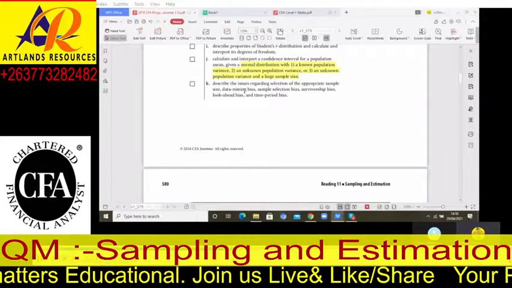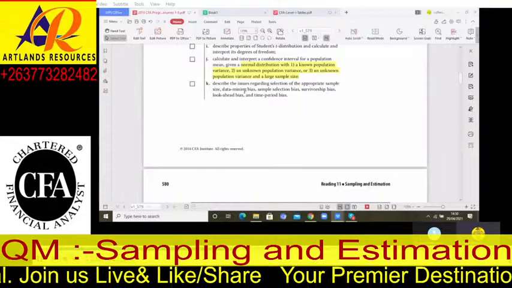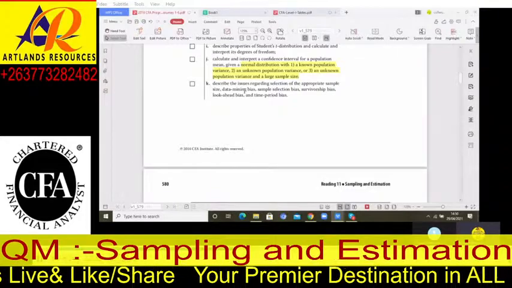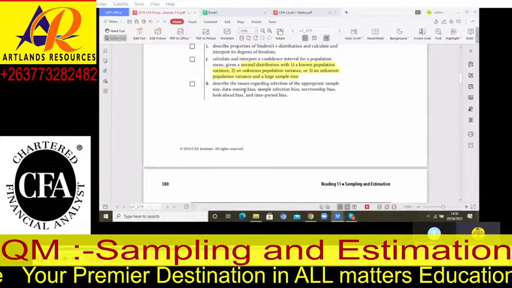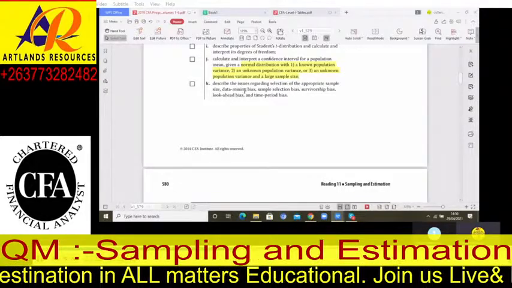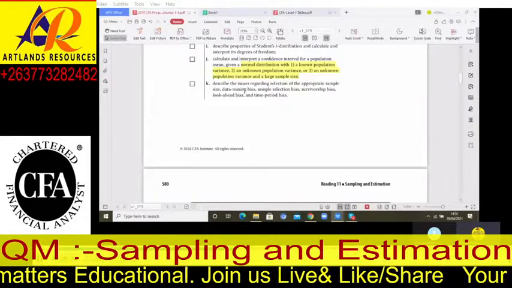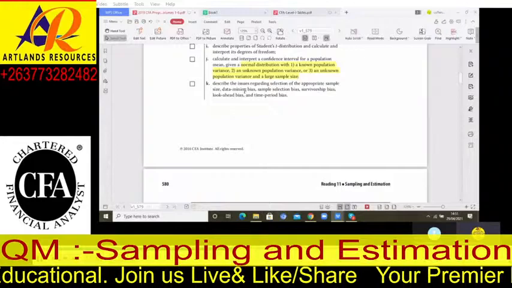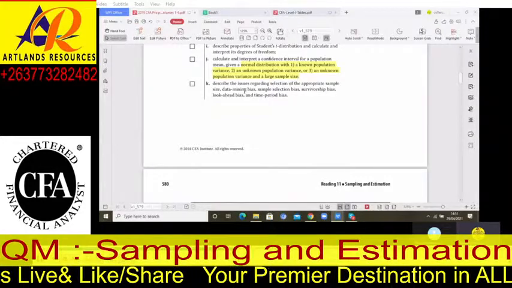Then sample selection bias. Sample selection bias is an issue of the manner in which we are selecting samples. Some select samples based on the availability of data or convenience to the researcher. That's sample selection bias, meaning the sampling rules favor a particular item to be selected rather than having a sample which is simple random.